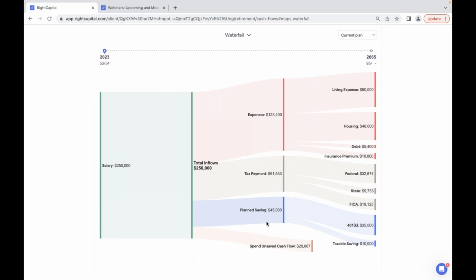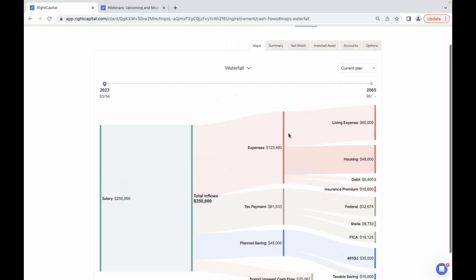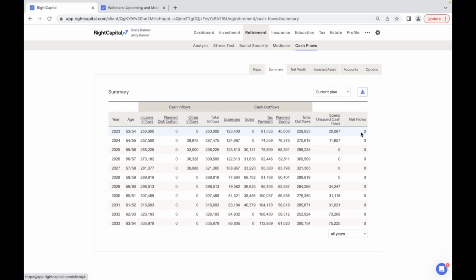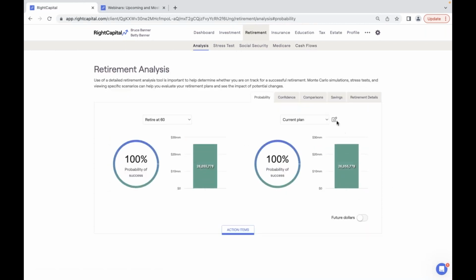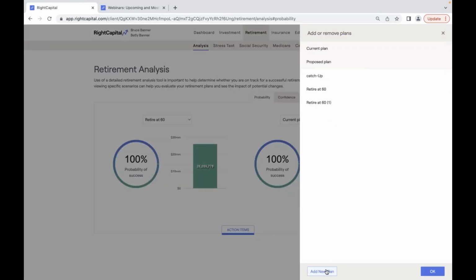So now in this waterfall diagram, the planned savings is jumping from 35,000 to maybe 45,000. And again, we can see in the summary that we no longer have the positive net flow. We can see that the planned savings just increased, and maybe for this year we know there's more money that we can save. So again, that's where maybe we're building a proposed plan that says let's save more of this. So let's do that really quick. Let's pretend we're building a proposed plan that says save more.